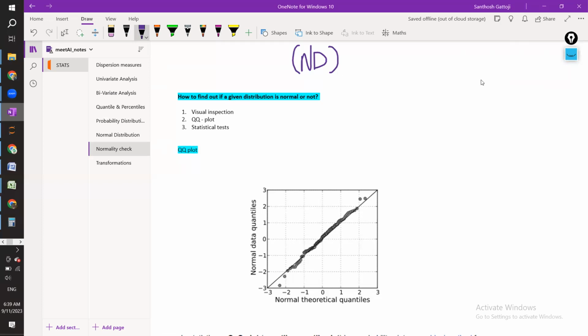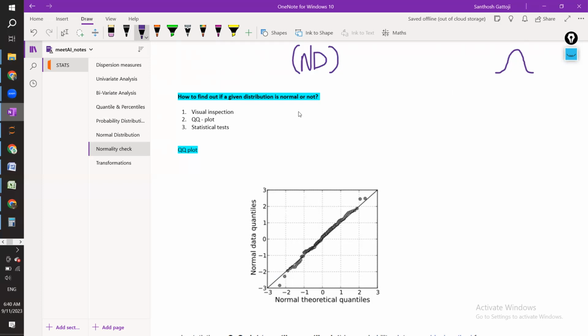But you might be thinking, sir, if we just draw it, by looking we can understand, right? It's not always so, because here we are having small data sets. That's why it might be easy, but you should also have some mathematical or statistical techniques to find out if a distribution is normal or not.